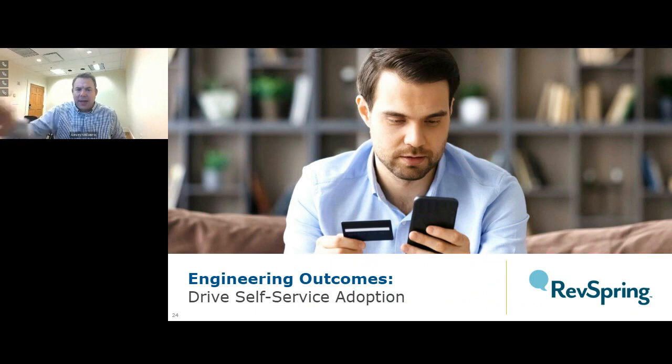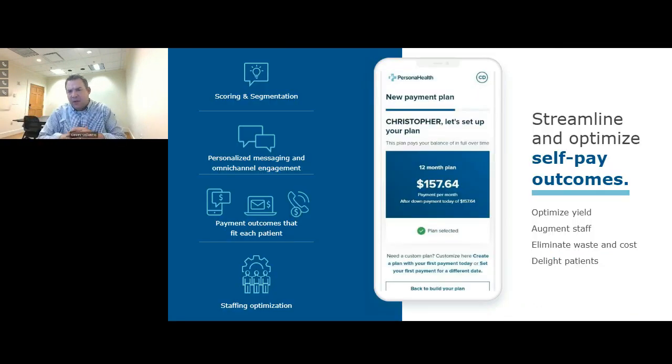When we think about engineering outcomes in the sense of creating self-pay outcomes, how do we want to engage the individual patient, understanding that the scoring and segmentation match with the personalized messaging and offers that drive the right fit for each individual patient? To say, you have the capacity of $160 a month, so therefore here's a payment plan of 12 months that we know with a high degree of probability that you can afford.